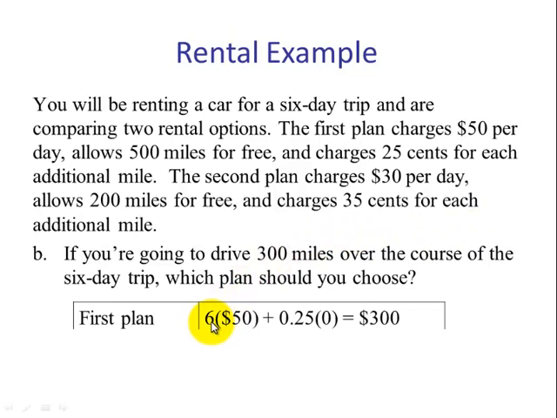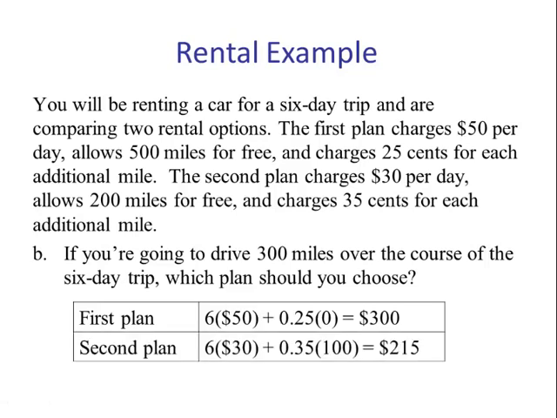The first plan, since it's a 6-day trip, would be 6 times 50 plus 25 cents times the number of miles over 500, which is 0, which gives us $300. The second plan would be 6 times $30 plus 35 cents times 100, because 200 miles of the 300 were free, and that gives $215.